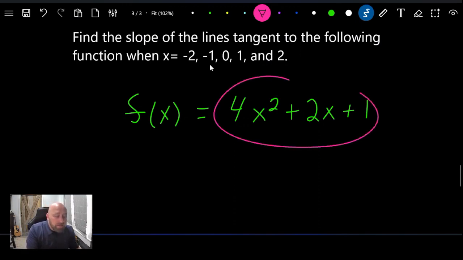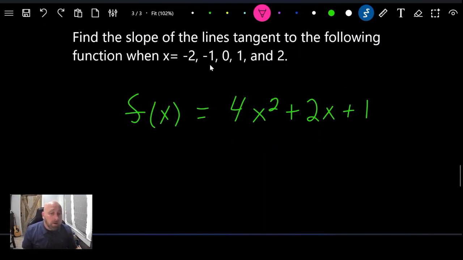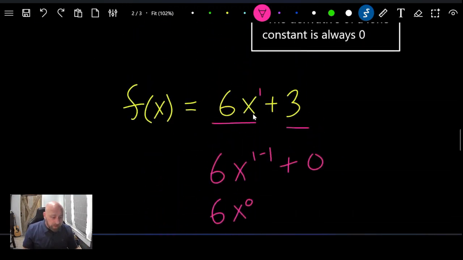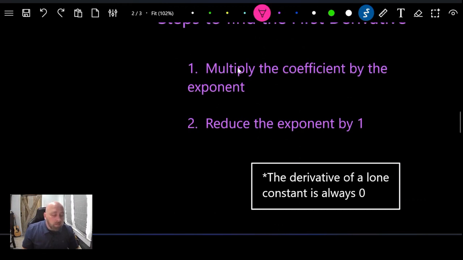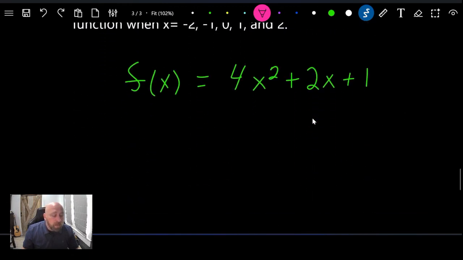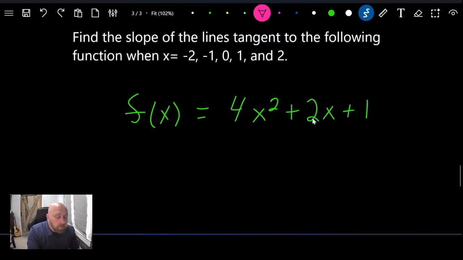So we need to take this right here and we need to apply our rules to it. So let's go back up and look at our rules. Number one, we need to multiply the coefficient by the exponent, and then we need to reduce it by 1. So let's just go through that with this one here. So we'll do the 4x squared first.